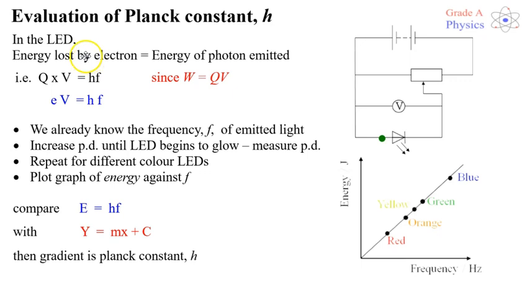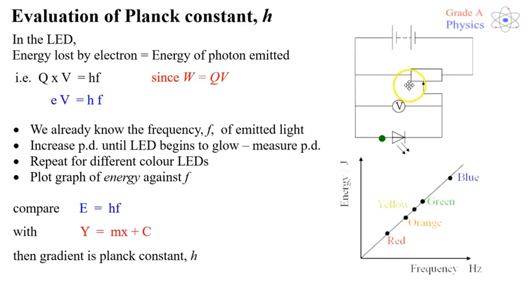The energy lost by the electron as it passes through the LED is equal to the energy of the photon emitted. Now, you should remember from the electricity topic that the definition of voltage is energy per unit charge. So we can make energy or work done the subject: W or E is equal to Q times V. So the energy lost by the electron is equal to the charge multiplied by the voltage. And that in turn is equal to the energy the photon emitted, which as we know is hf. We know the electron charge is the elementary charge, 1.6 × 10^-19 coulombs, and we can measure the voltage with our voltmeter.